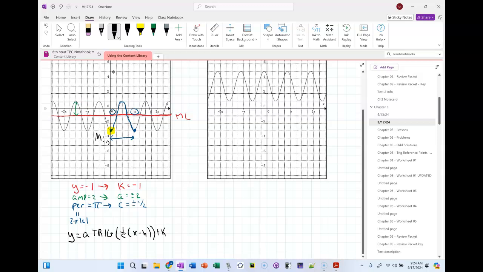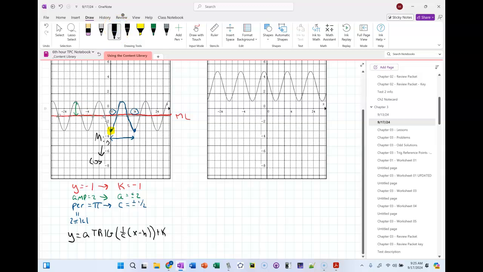So if I get a min or a max, that tells me the trig function I want is cosine. If I have a midline point, the trig function I want is sine. You guys know what I mean by a midline point? Like your midline points would be any of these where the graph crosses the midline, right? Okay. So that tells us it's cosine.